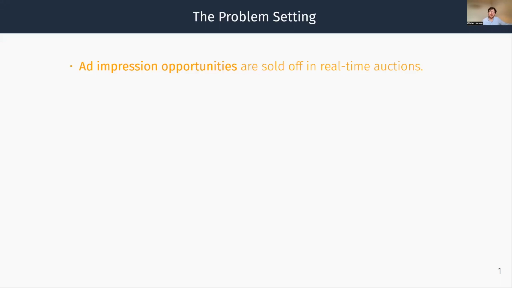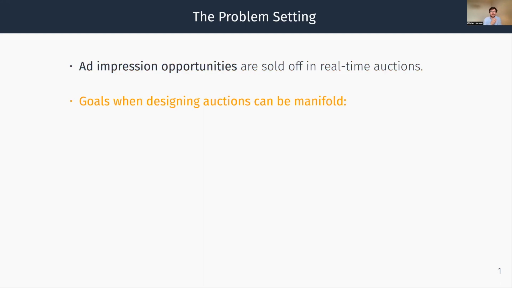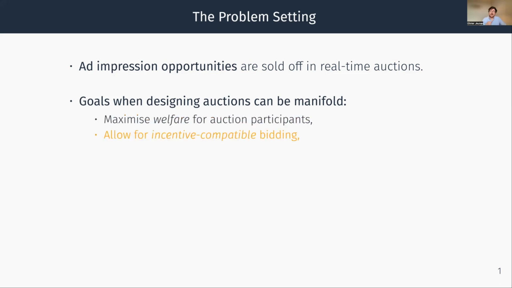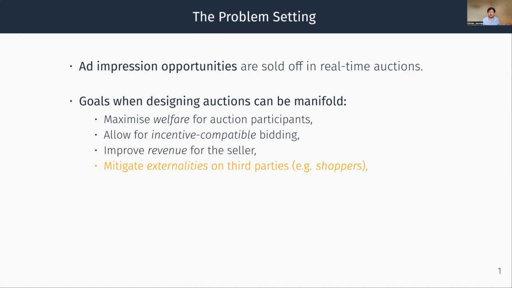As I'm sure many of you are aware, opportunities to show ads on the web are typically sold off in real-time auctions. The auctioneers that typically design these auctions have many goals. First, they'll want to maximize welfare for the auction participants, which maximizes the value that is being generated by the auction. At the same time, we'll want the auction to be incentive compatible, so it allows for truthful bidding. But there may be other goals. We could try to, at the same time, improve revenue for the seller, or maybe mitigate some sort of externalities on third parties. Think of users who are viewing the ads.